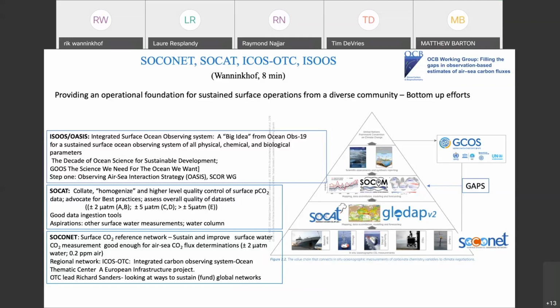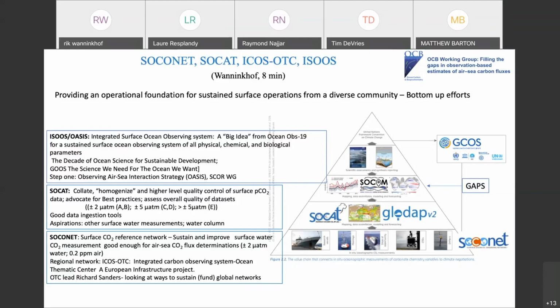and fund global networks. The problem in OTC and a lot of other regional networks is there's no sustained funding mechanism, and ICOS suffers from that greatly because the funding for the observations has to come from the individual nations, which don't have a structure set up to fund long-term CO2 measurements. So that's the lowest level.